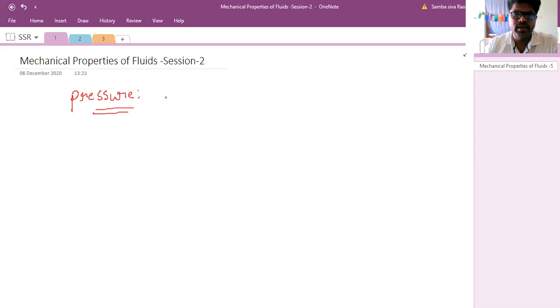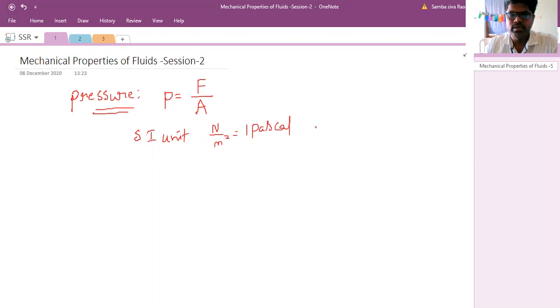We already defined pressure P as the force acting normally per unit area of the container, F by A. Its SI unit is the pascal, or Newton per meter square. 1 Newton per 1 meter square is 1 Pascal, represented as Pa. And the CGS unit is dyne per centimeter square.